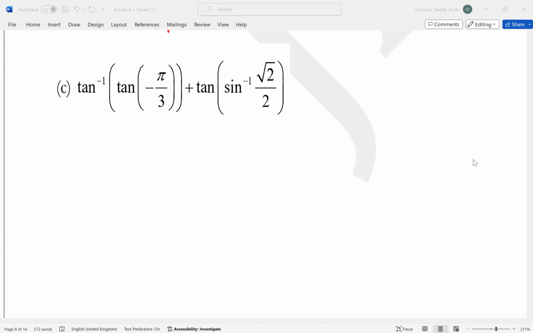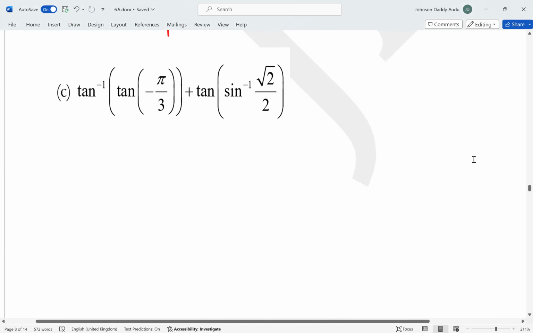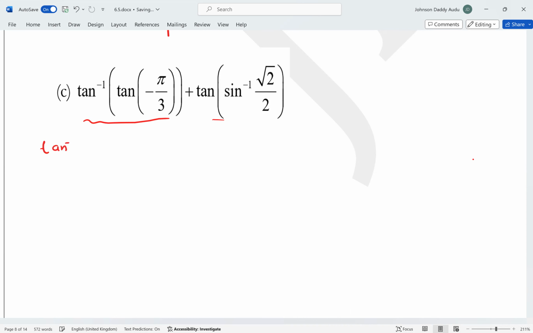All right, so let's look at these ones. Number C, tan inverse of tan minus pi over 3 plus this. If you look at this one, what do we need to do? We have two terms. Let's take this first term here and deal with it: tan inverse of tan minus pi over 3. The answer is simply minus pi over 3, right?